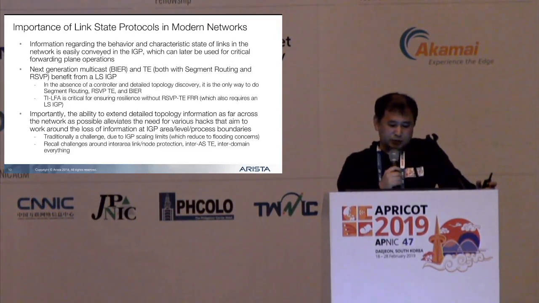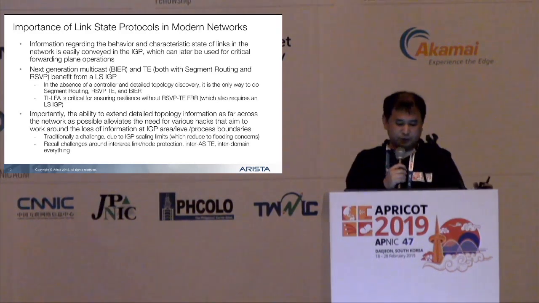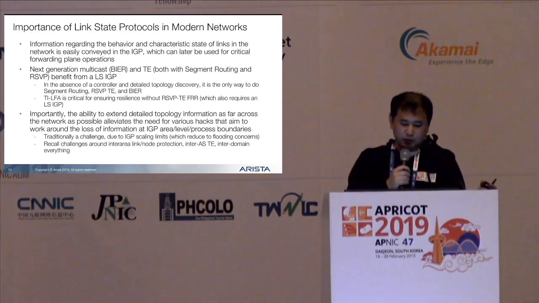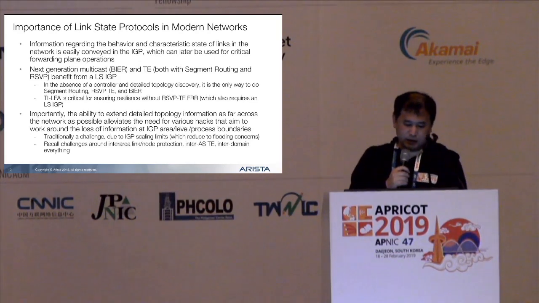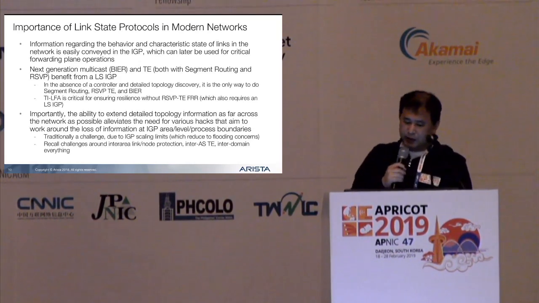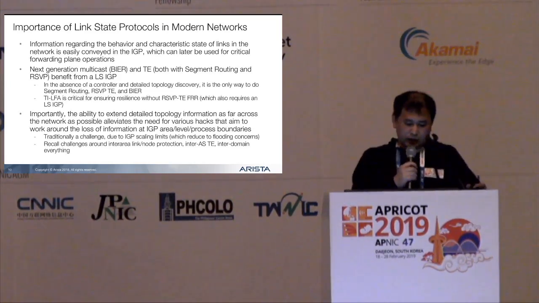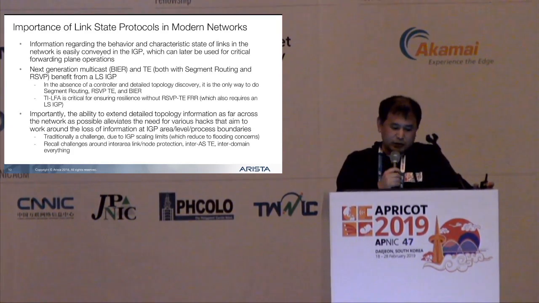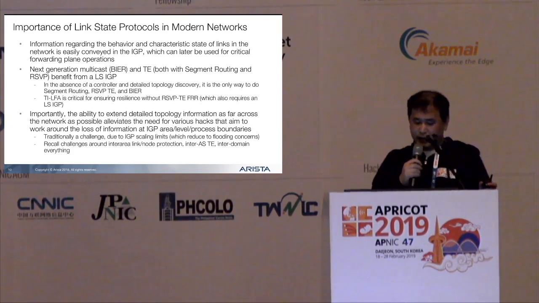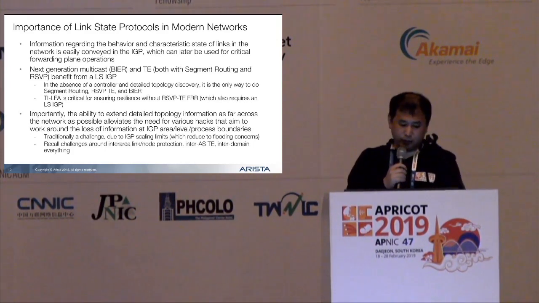Importantly, the ability to extend the detailed topology information as far across the network as possible alleviates the need for the various hacks that aim to work around the loss of information at the IGP area level process boundary. Traditionally, this is a challenge due to IGP scale limits and recall challenges around inter-area link and node protection, inter-AS TE, inter-domain, everything.